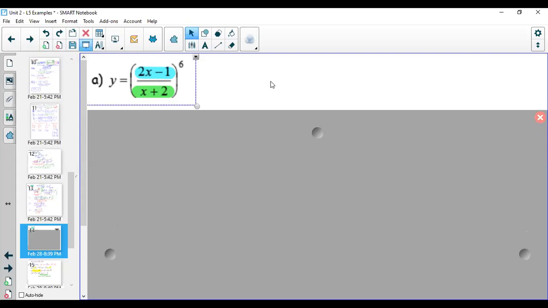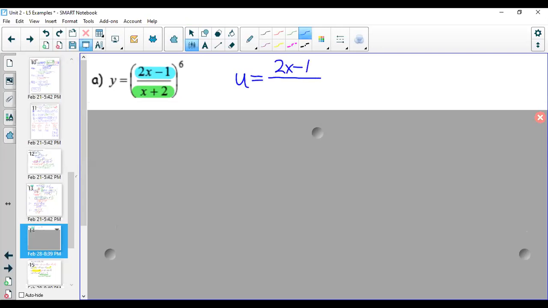Sometimes a question like this, because it looks like a simple quotient rule question, students don't realize it involves chain rule. But if my u is equal to (2x minus 1) over (x plus 2), then the outer function y is equal to u to the power of 6. So it is, in fact, a chain rule question.